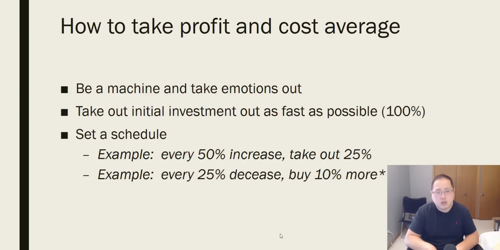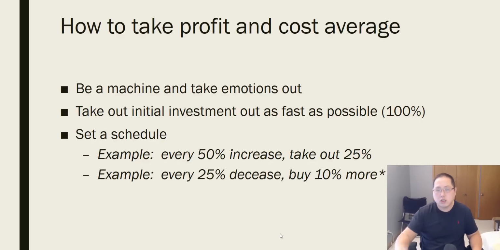Second thing is, I mentioned this, set a schedule. Be a machine and set a schedule. So for example, these are just examples. You can choose to follow it or you make up your own schedule. Every time a coin goes up 50%, you take out 25% back. Okay, so you put in something that originally was $1, now it's worth $1.50. Okay, you take out 25% of that. And then you keep following that. Every time it goes up 50%, you take out 25%.